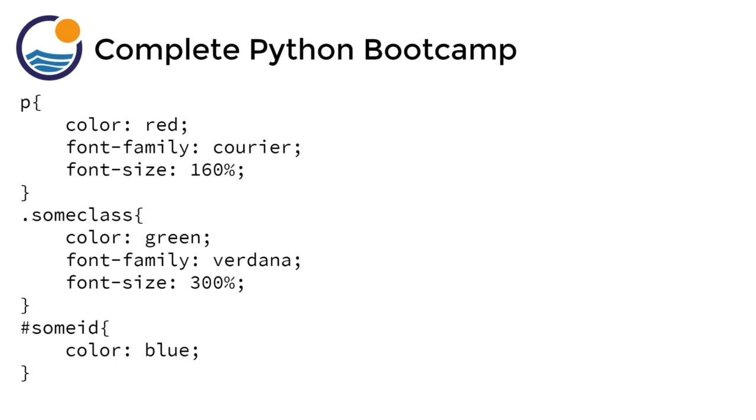You could have P, which basically says all paragraph elements in an HTML file are going to have color red, a specific font family, a specific font size. Or we can adjust to something like some class, denoted by the period, and then color, font family, font size, or an ID, which is just going to affect typically one element inside the HTML file, with, in this case, the color blue. So this is what a full CSS file could look like.